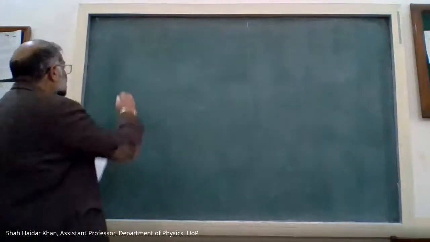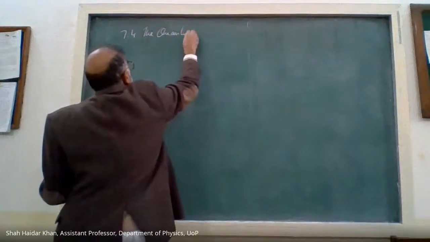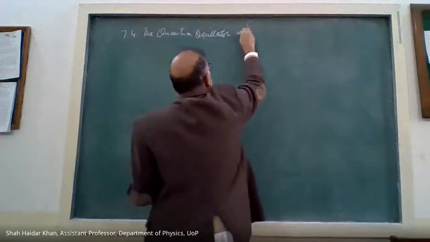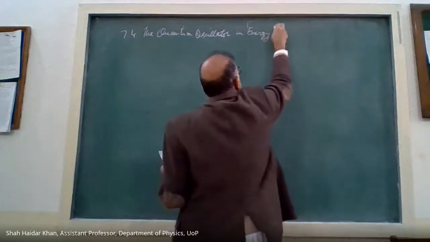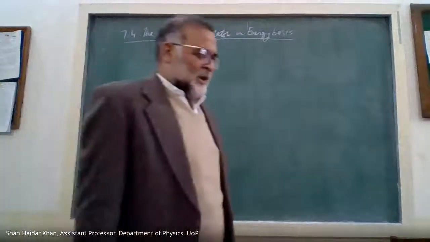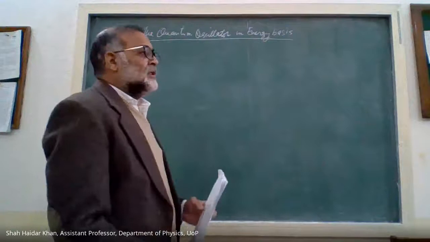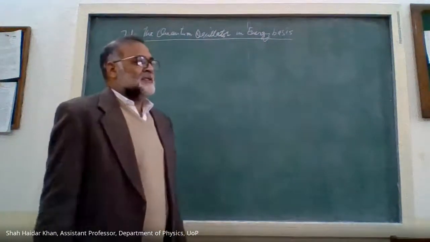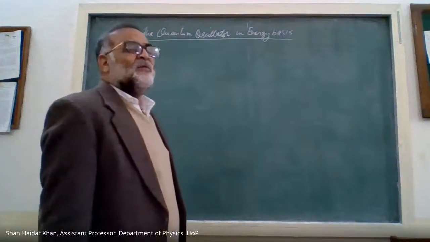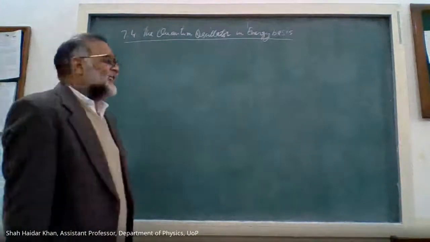So, the harmonic oscillator in energy basis. We want to solve the problem of the quantum oscillator by taking it from the energy point of view and expressing finally its Hamiltonian in energy basis. In the meantime, we will get something very interesting, some very useful tool from it. Sometimes this method is also called the algebraic method, right?